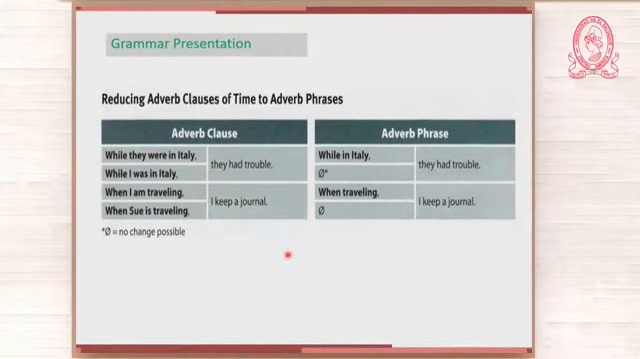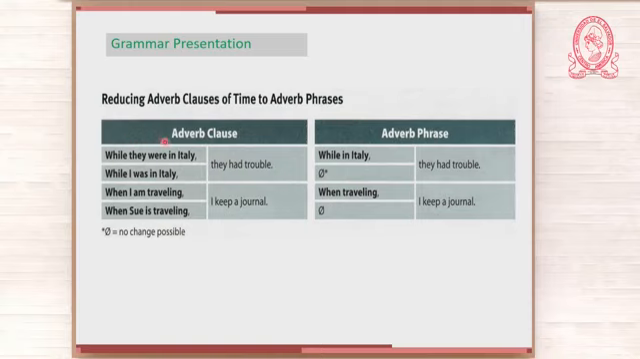Now let us go to what is called the grammar presentation, and let us review some of the things. Reducing adverb clauses of time to adverb phrases. Look at this: While they were in Italy, they had trouble.